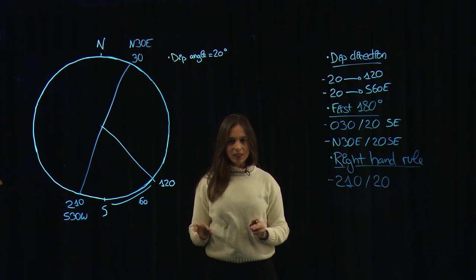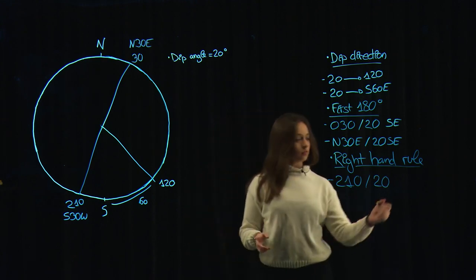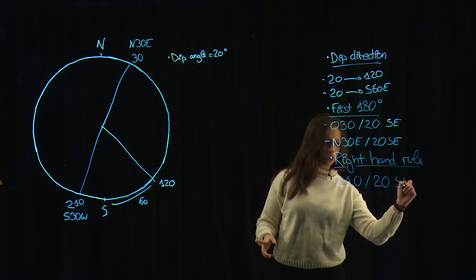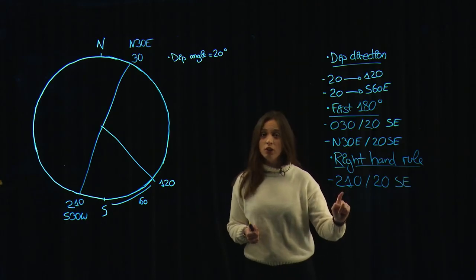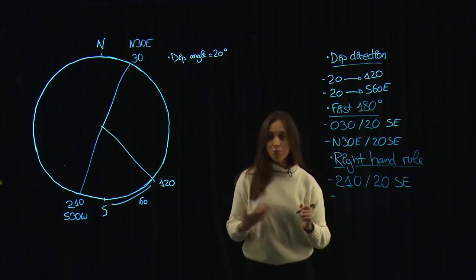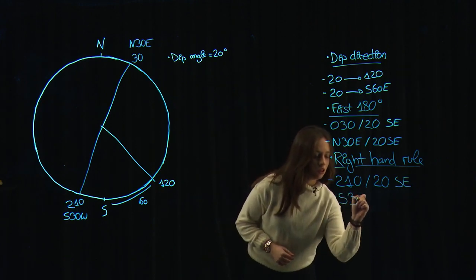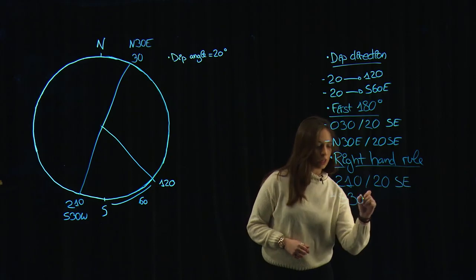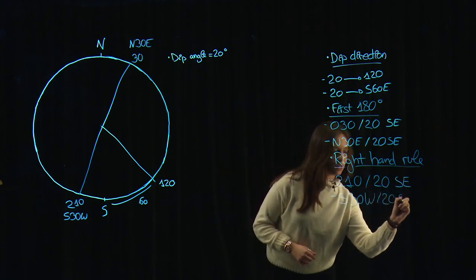But just in case, as a double check, we can also include the quadrant, southeast. It's not necessary because we already know that we are using the right-hand rule, just in case. And as previously explained, this is also south 30 towards west, 20 southeast.